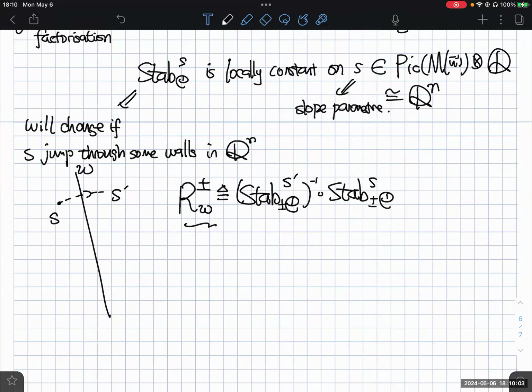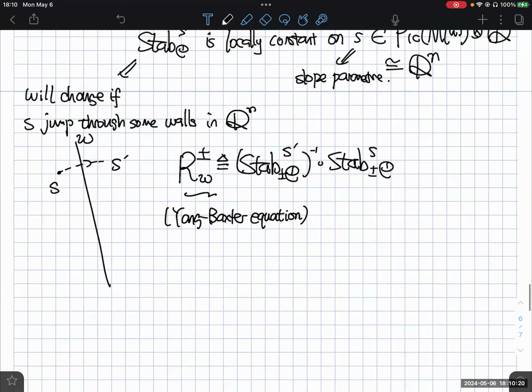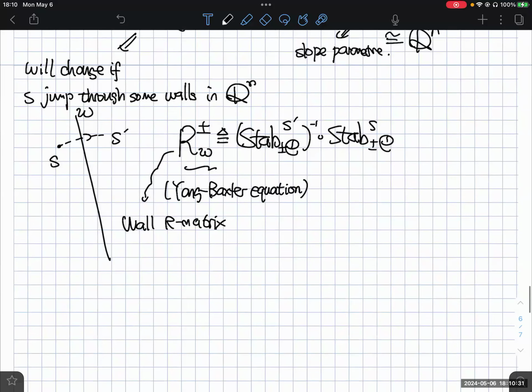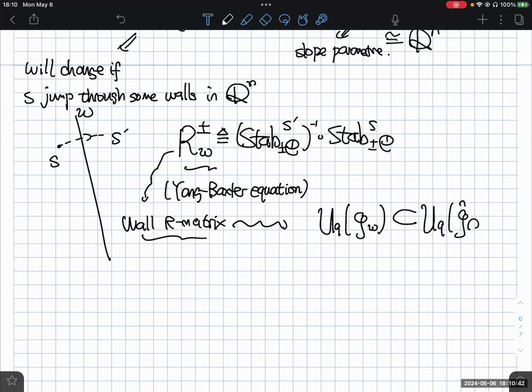You can see that this wall R matrix still satisfies the Yang-Baxter equation. Actually, it's not quite true, because we need to multiply with some kind of scaling operator to make sure it satisfies the Yang-Baxter equation. But that's okay. Using this R matrix, we shall call it the wall R matrix. Still we use the RTT formalism. We can use this wall R matrix to construct an algebra, which is the wall subalgebra.